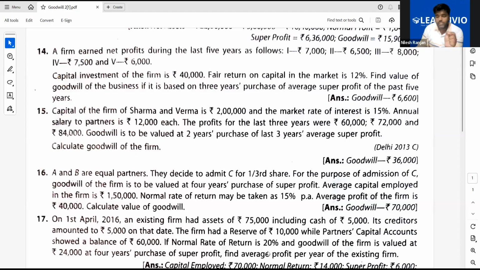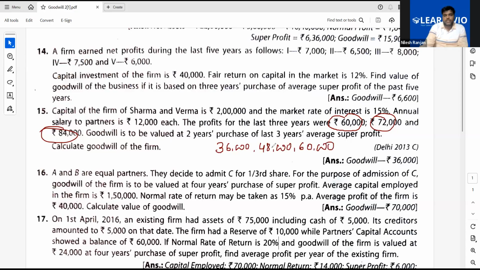So this 24,000 will be deducted from each of these profits, from 60,000, from 72,000, and from 84,000. We will deduct 24,000. So our profit will be 36,000 in the first year, then 48,000 in the second year, and 60,000 in the third year. Then you will calculate the average of these. Okay, and all the other parts are the same. Solution will be the same. So this is our question number 15.